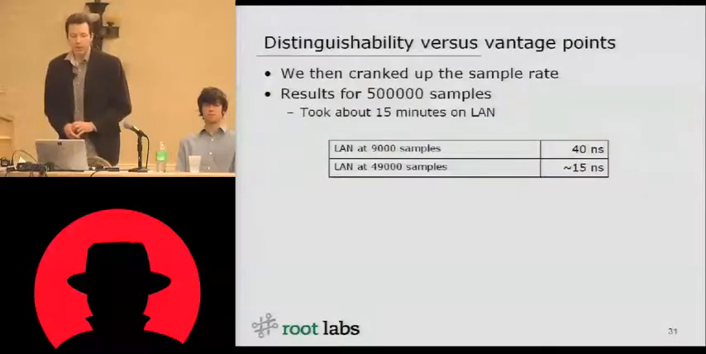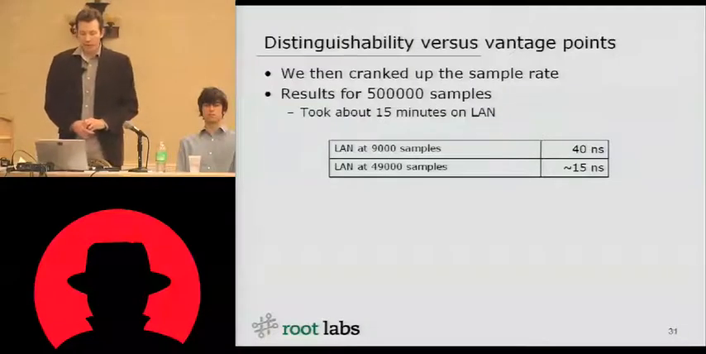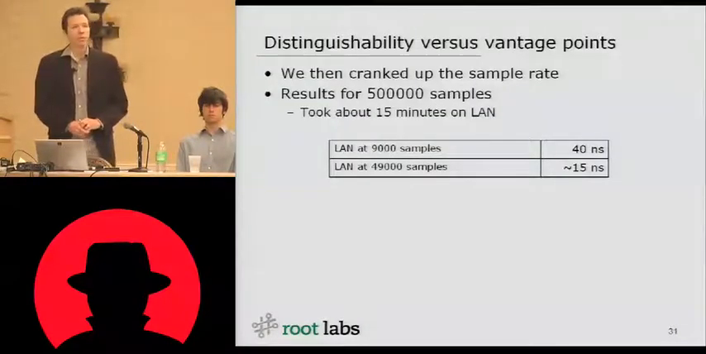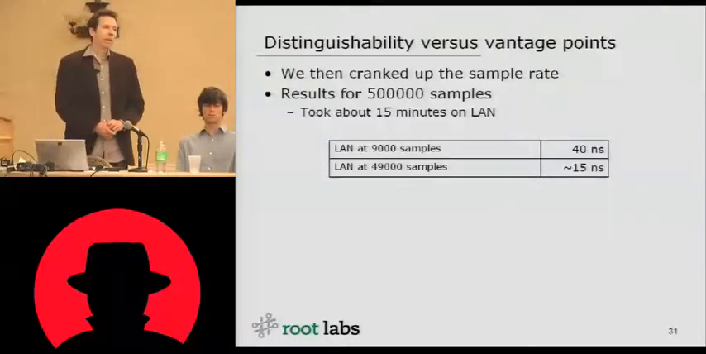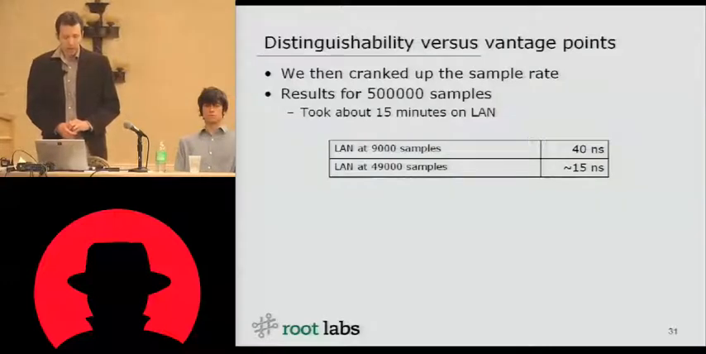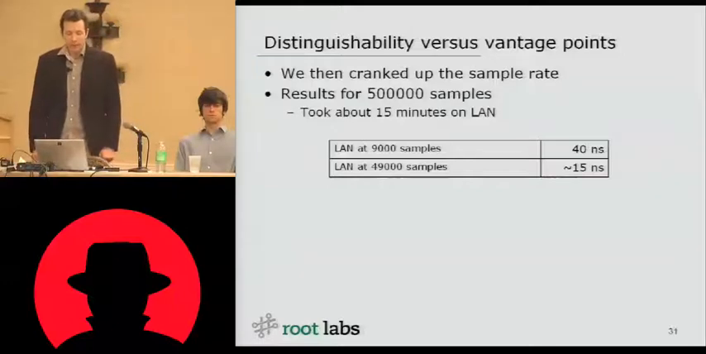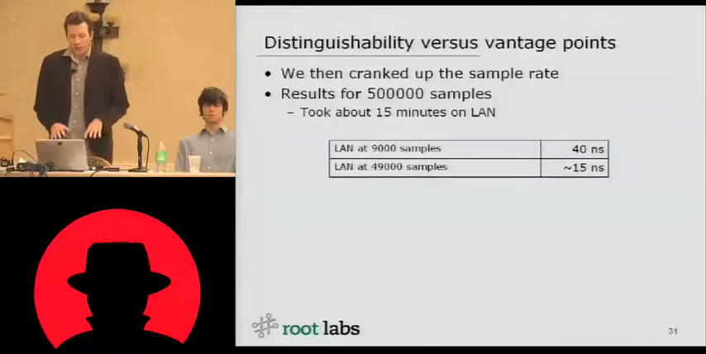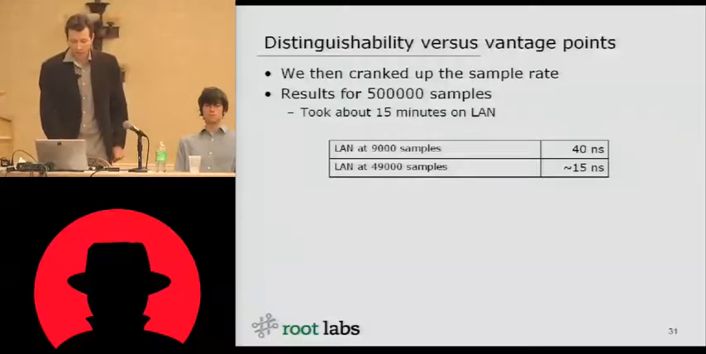So then what we did is we cranked up the sample rate. And we haven't finished taking samples for all the data sets, but at least for the LAN, we were able to improve our results pretty significantly. So first of all, 500,000 samples sounds really big, but it doesn't take very long. On a LAN, it took about 15 minutes for each run of 500,000 samples. And what we found was that we were able to improve it to about 15 nanoseconds distinguishability by selecting 490,000 from the 500,000 samples and doing false positive and false negative testing. However, these numbers are still subject to review because we need to finish testing and taking more samples.